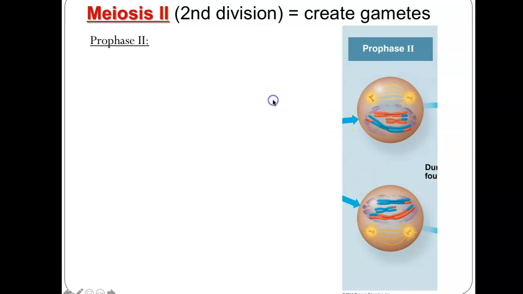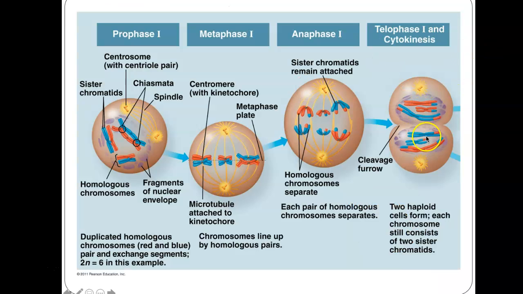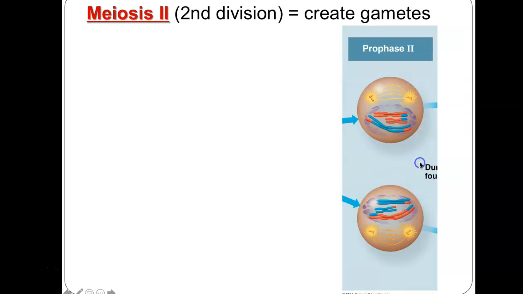Meiosis 2 is the second division that's actually going to create the gametes. Because if you look here, you still have a chromosome and its copy still attached to each other. If you look at my cursor right here, you see these 2 blues. Even though that one has a little red piece on it, it doesn't matter. Those still need to separate. These 2 need to separate. These 2 need to separate.